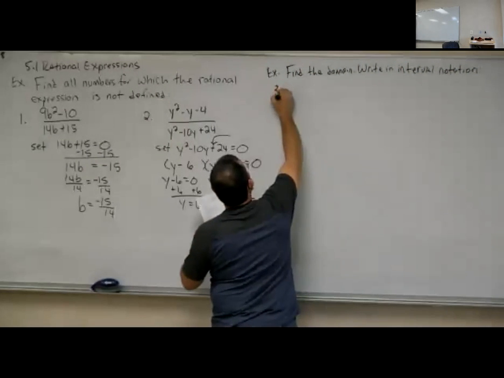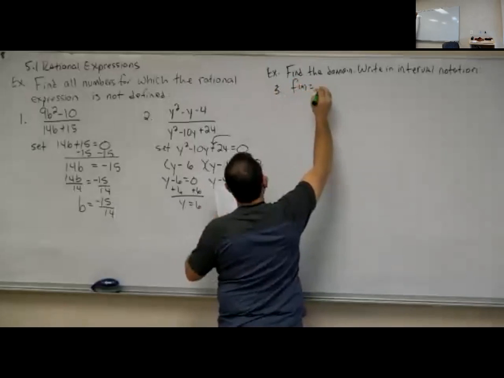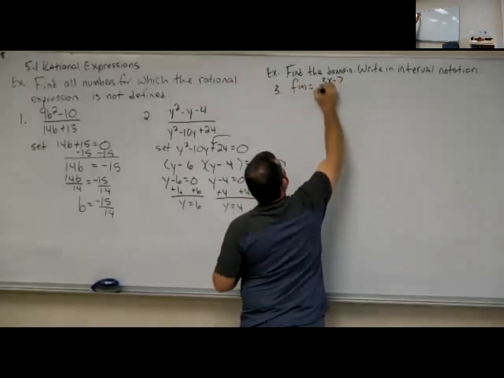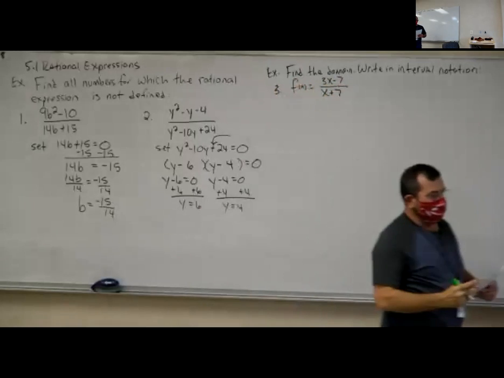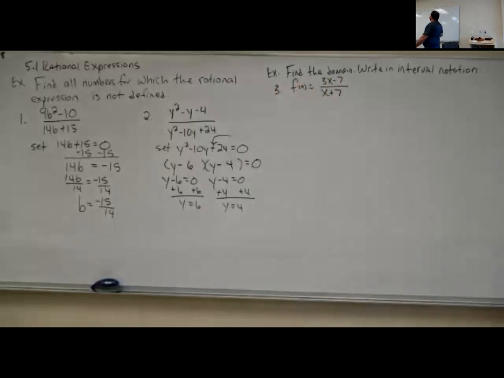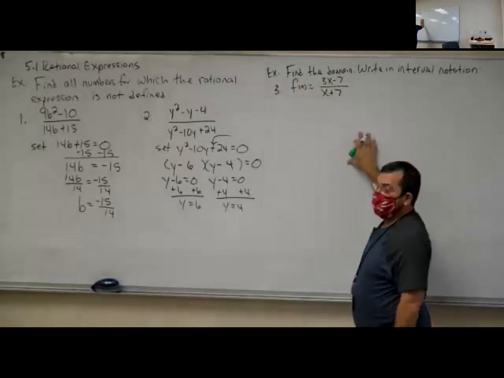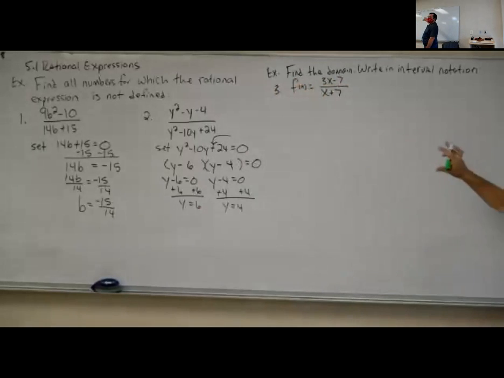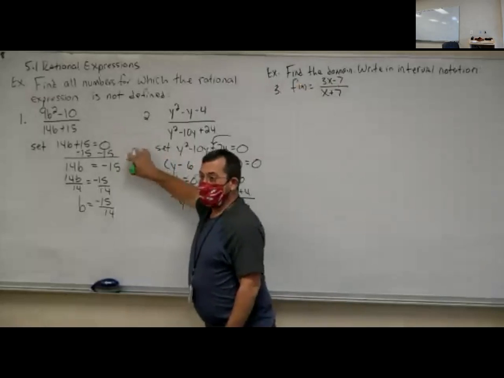All right, so this would be like my number 3 here. They're giving me f of x equals 3x minus 7 over x plus 7. So now I'm actually going to find the domain, which is all the numbers that will work for this. But in order to find all the numbers that will work for this, I've got to find any numbers that don't work. And numbers that won't work are the same thing as we've done here, that make them undefined.